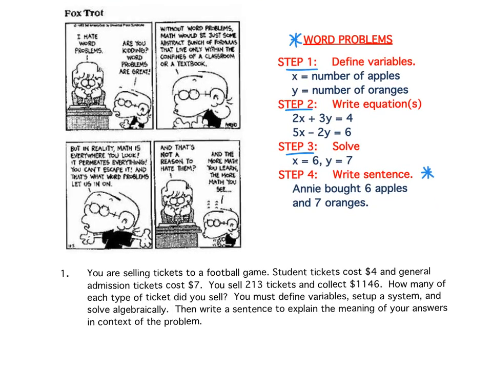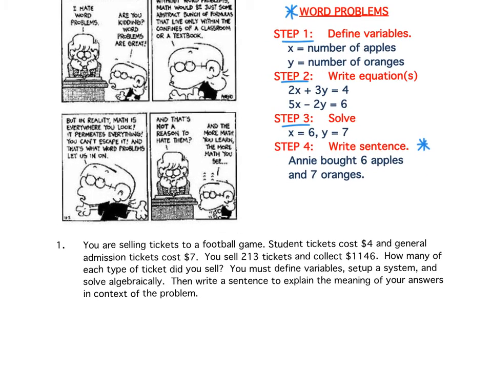So if we look at this first example, you are selling tickets to a football game. Student tickets cost $4 and general admission tickets cost $7. You sell 213 tickets and collect $1,146. How many of each type of ticket did you sell? You must define variables, set up a system, and solve algebraically. Then write a sentence to explain the meaning of your answers in context of the problem.